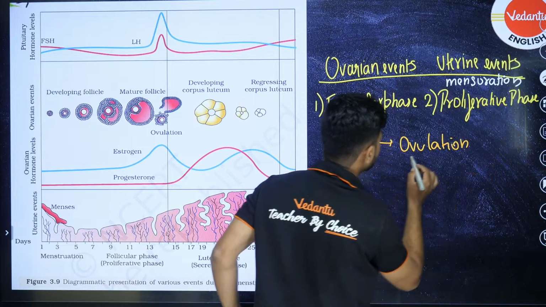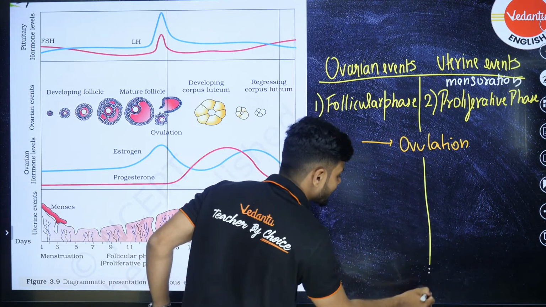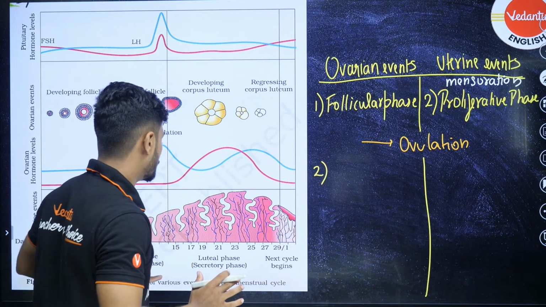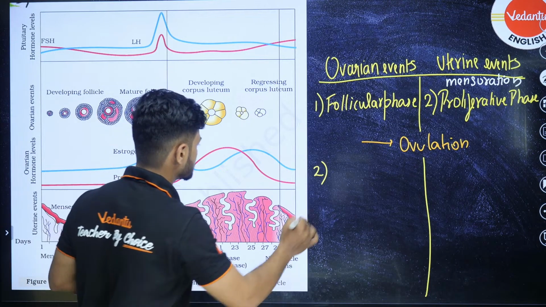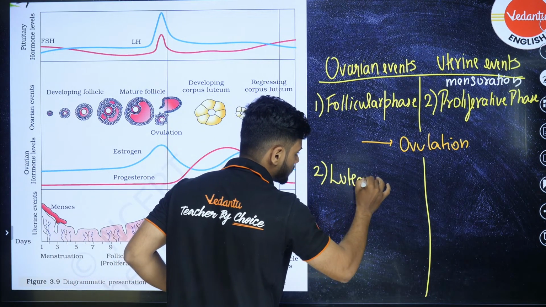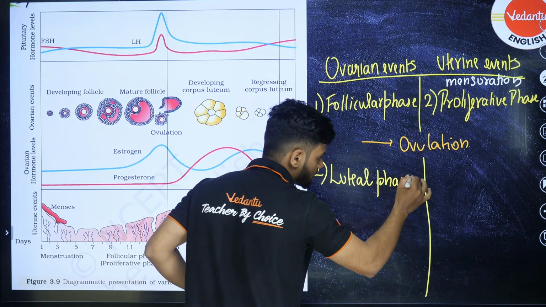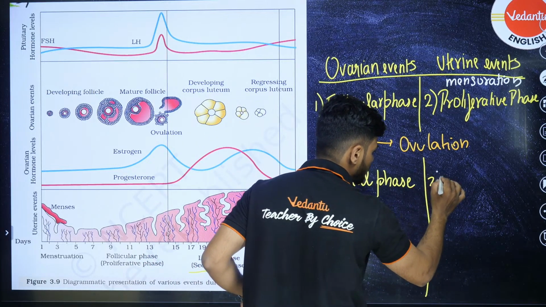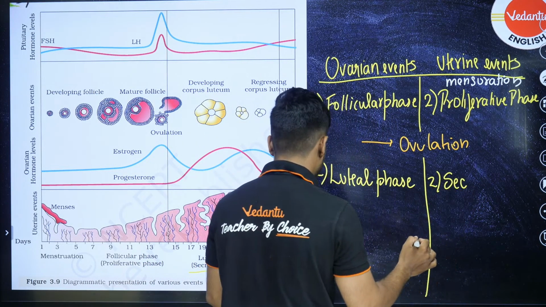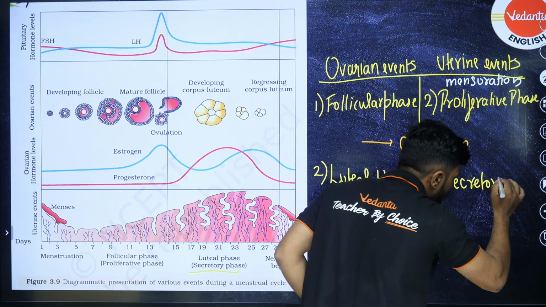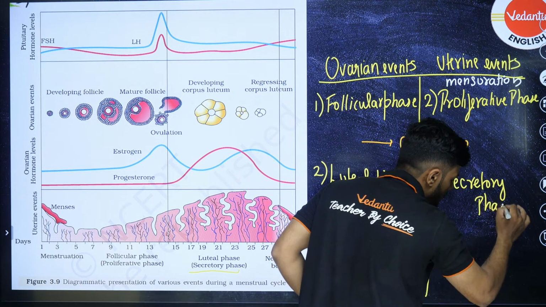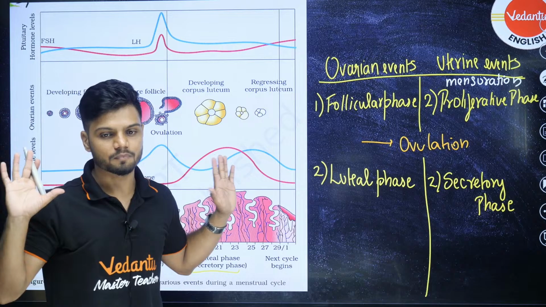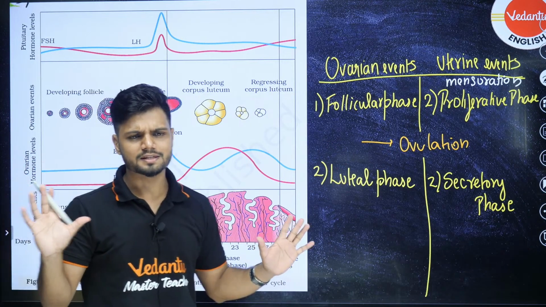Now, what is the next event here? The next event in the ovary is called the luteal phase. At the same time, in the uterus, it's called the secretory phase. Now, this was just the prerequisites. If you have understood this much, the next part is going to be very easy. You can follow through now.